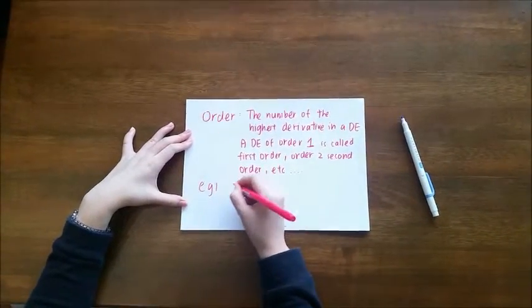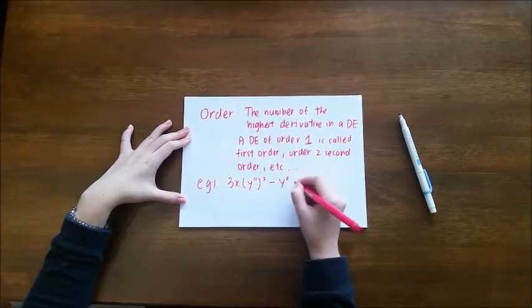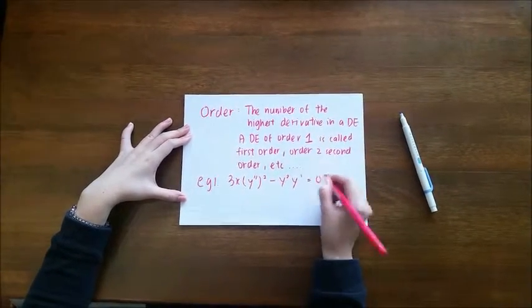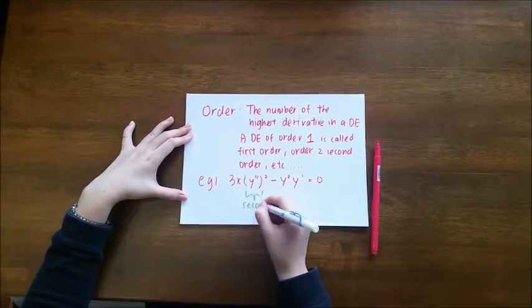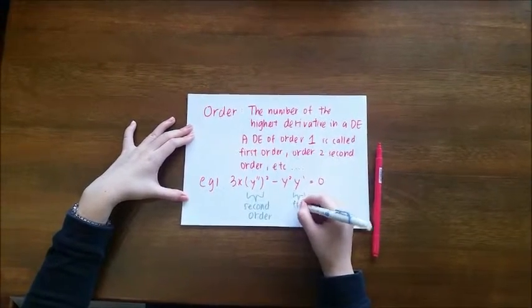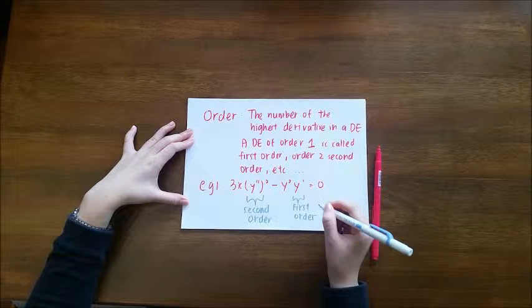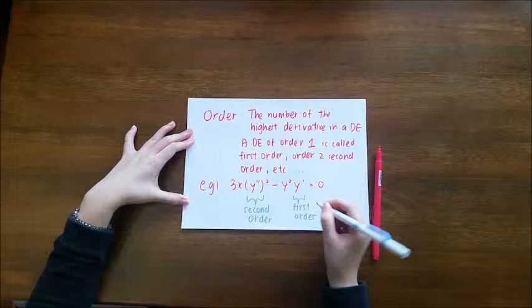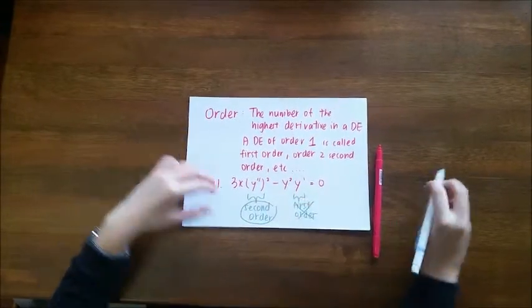So in example 1, 3x y double prime squared minus y squared y prime equals 0. The y double prime is second order and the y prime is first order. In this equation, let's take the highest order, and that is the second order. So let's cancel out the first order and choose the second order.